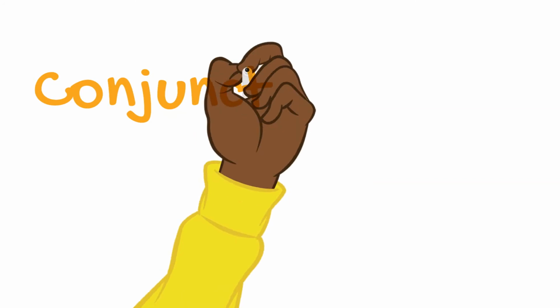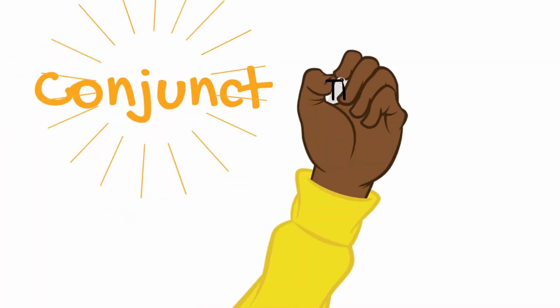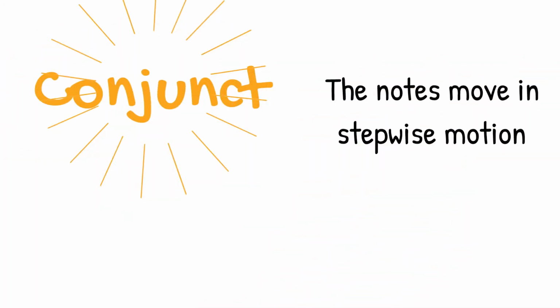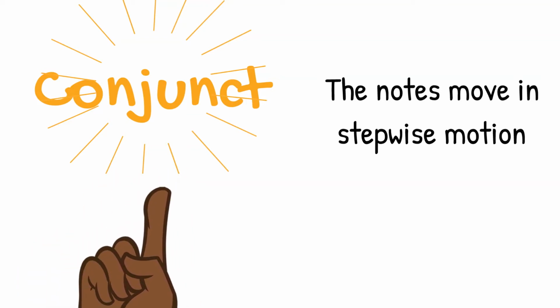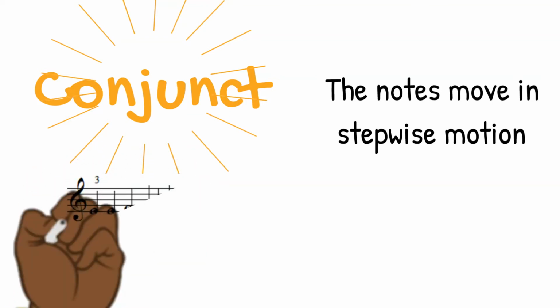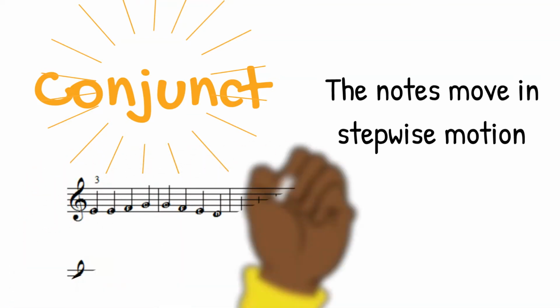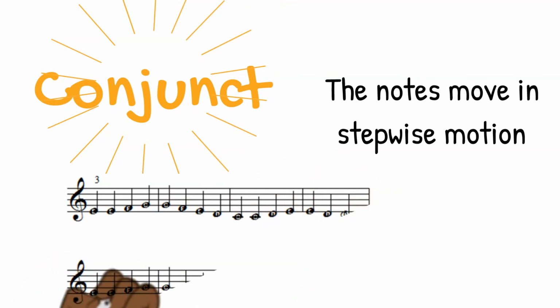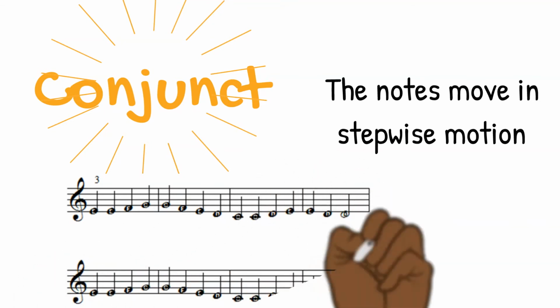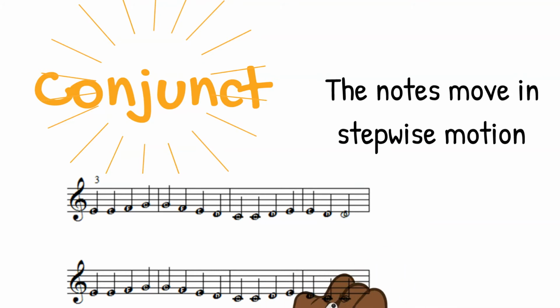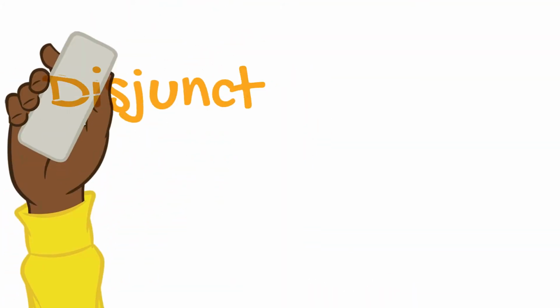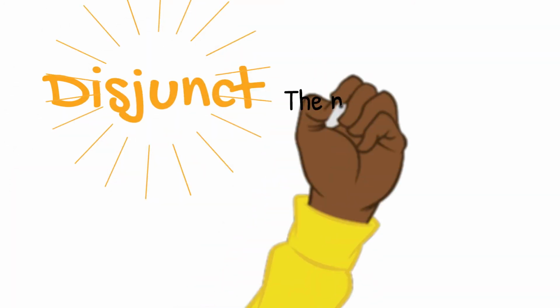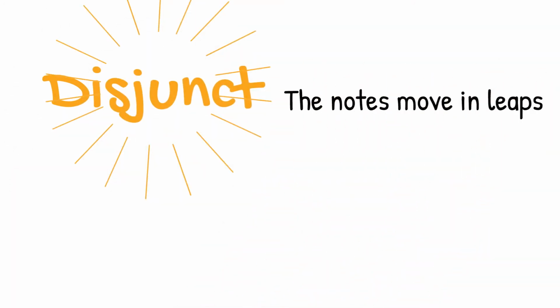A melody is conjunct if the notes move in stepwise motion. This means the notes will physically sound close together. A melody is disjunct if the notes move in leaps. This means the notes will physically sound far apart.